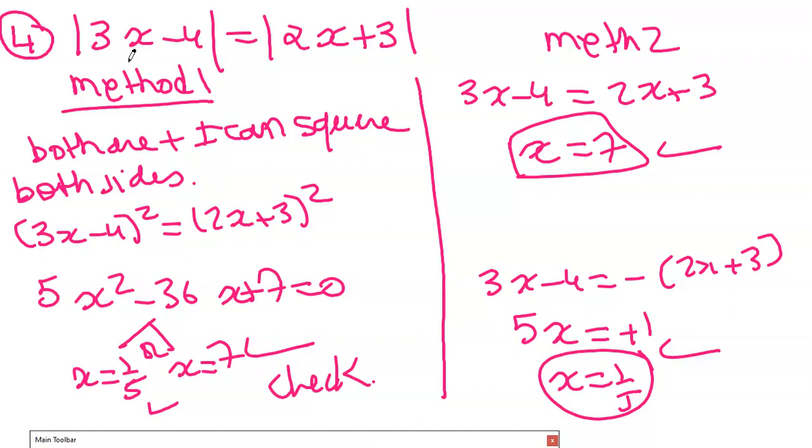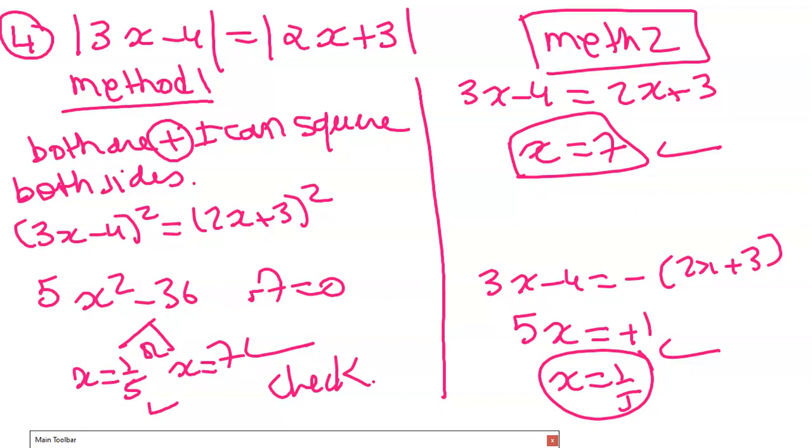I can have absolute value equal to absolute value. Also, I have two methods. The first method, since both parts are positive, I can square both sides. So both are positive, I can square both sides. You square it and then you develop. I don't want to lose my time, so directly I did it already. And you will get this answer.